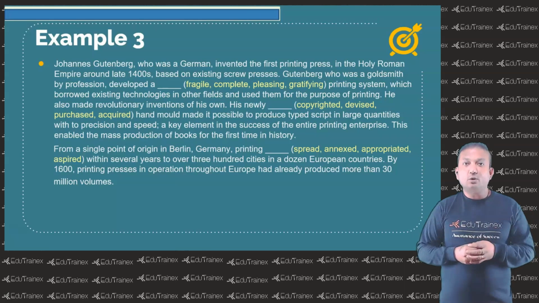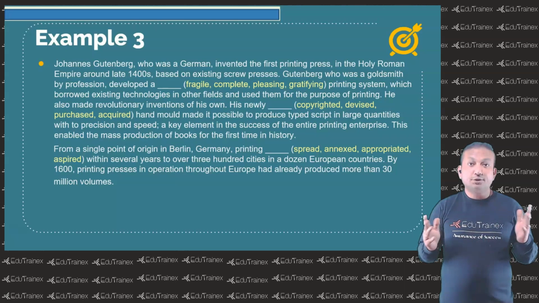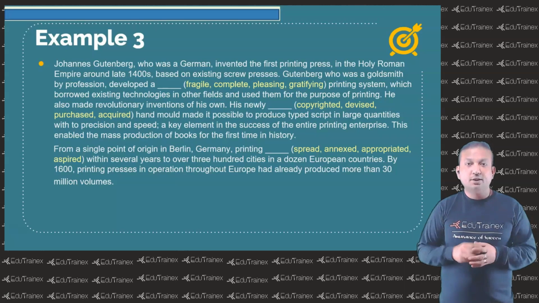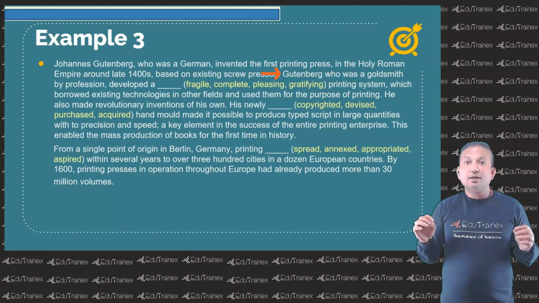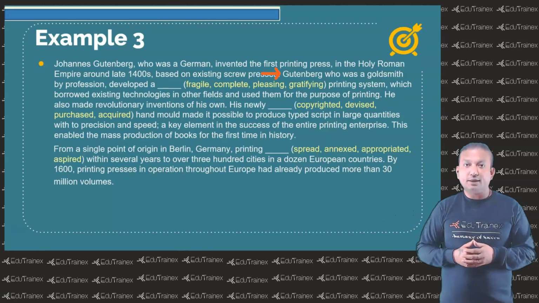So the text is about the invention of the first printing press and how it spread across Europe to print the popular books. So that is the main idea here. Now let's start examining the sentences with blanks. The second sentence talks about Gutenberg developing a dash printing system, and the options are fragile, complete, pleasing, and gratifying.